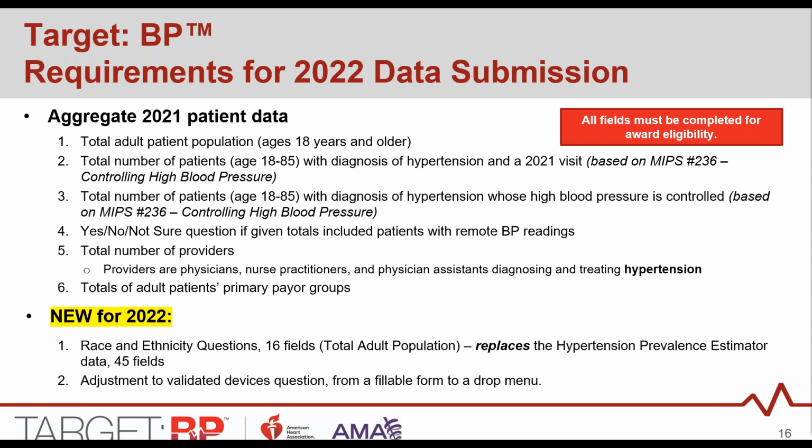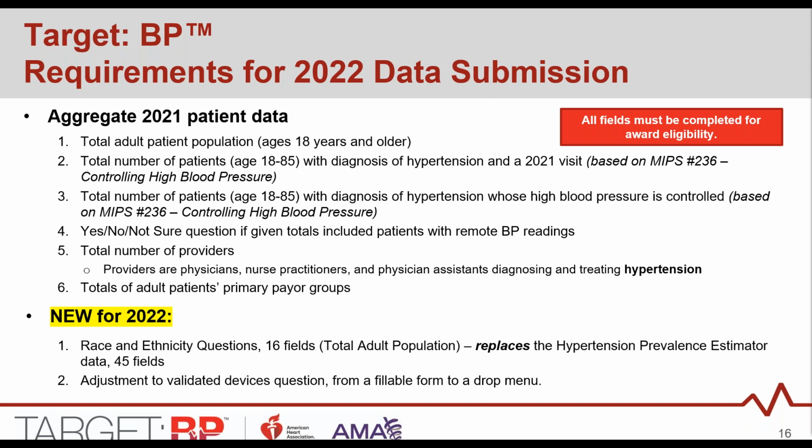The next question is the total number of patients, age 18 to 85, with a diagnosis of hypertension whose blood pressure is controlled. And that's under 140/90. And that's based on, again, the MIPS 236. We can certainly share these specifications for this measure in the chat. I think that would probably be helpful to many of you since we don't have time today to go into these.